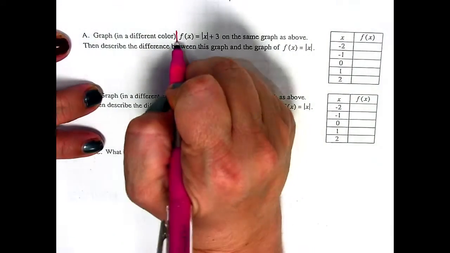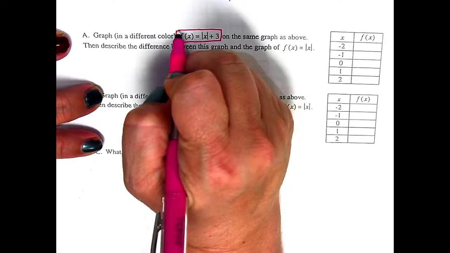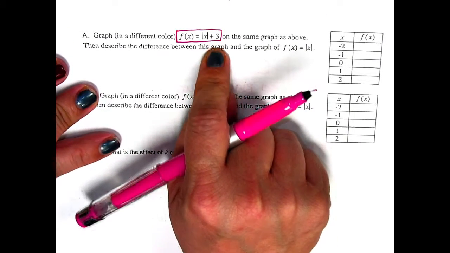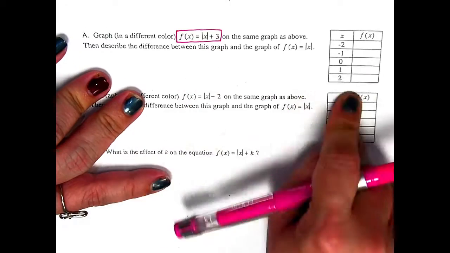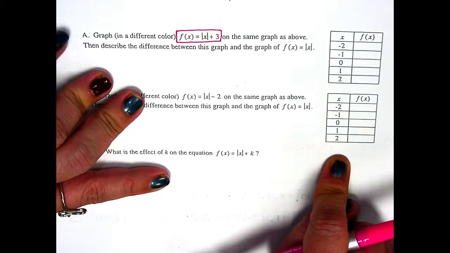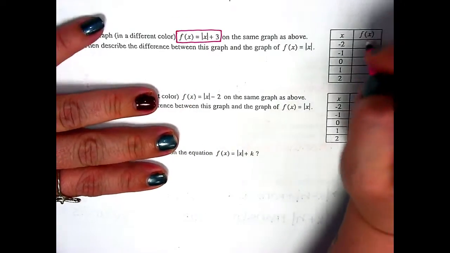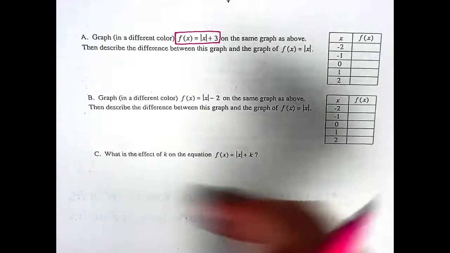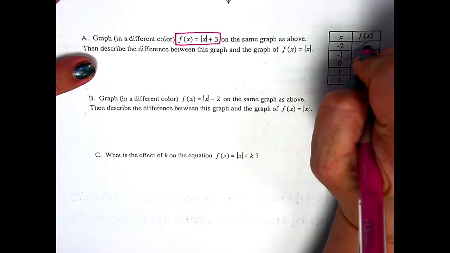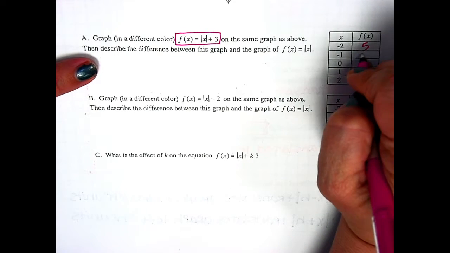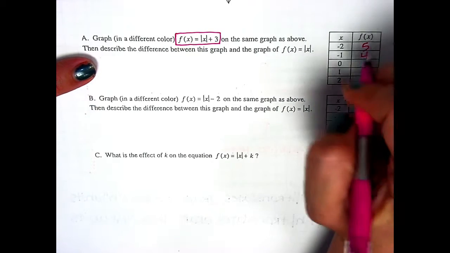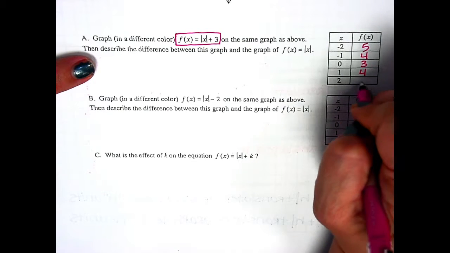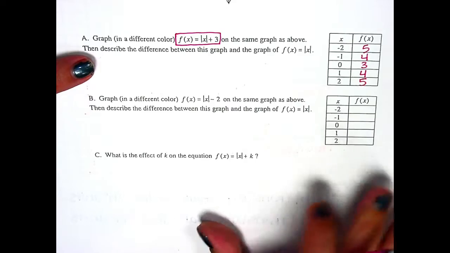f of x equals the absolute value of x plus 3. So the 3 is moved to the outside of the absolute value bars. And again, we're always going to provide you with the tables. If you put a negative 2, you get 5. Negative 1 is going to be 4. 0 gives 3. 1 is 4, and 2 is 5.